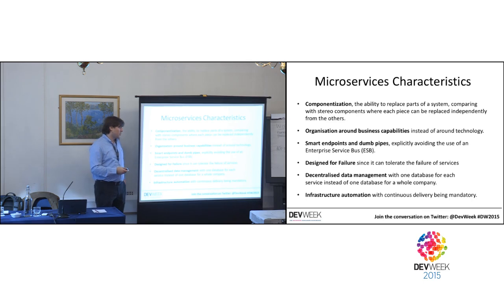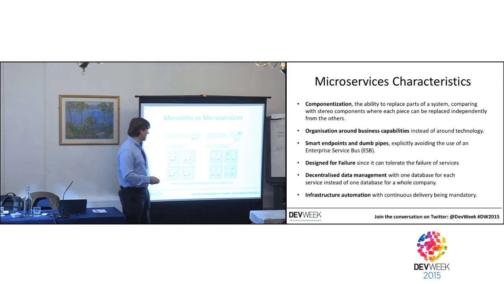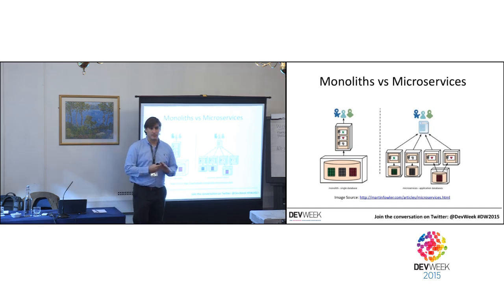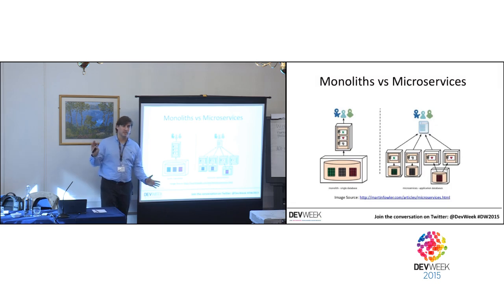Another one is organization around business capabilities instead of technology. One of the things we normally do is we organize based on the layers they are in. This is the UX layer. This is the application layer. This is the integration layer. This is the data layer. This is whatever layer. Security. This is whatever. That's all amazing.